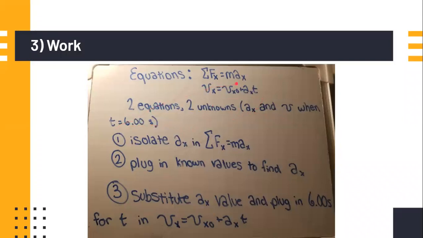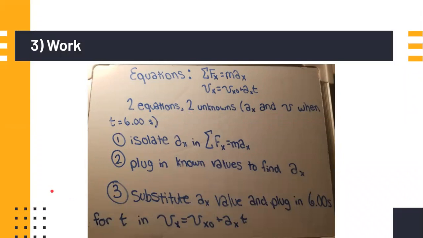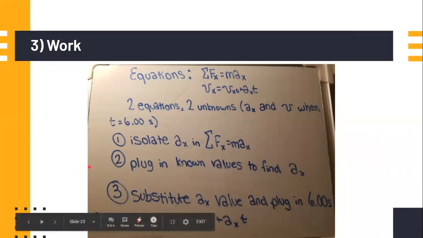First step, we're going to isolate the acceleration in Newton's second law. Second, we're going to plug in our known values to find acceleration. Our known values are the force applied, the lack of friction, the mass, and we're also given that time that we'll use later. And number three, we're going to substitute the acceleration value that we got in step 2, and also plug in 6 seconds for t in the velocity equals initial velocity plus a times t equation. And please note that, again, this is all in the x direction. It's going to be pretty straightforward.